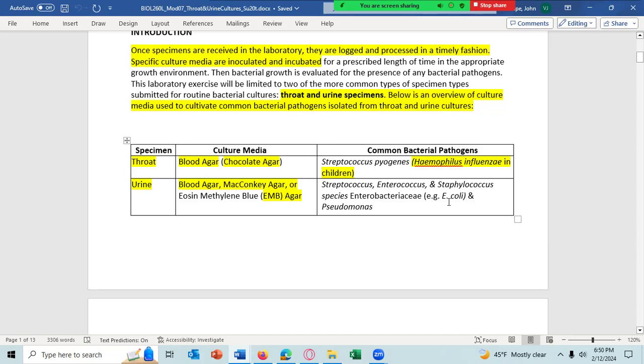The number one is actually E. coli, the number one urinary tract infective agent. And it grows on MacConkey's agar and EMB, and these only grow the gram negatives. And that's why we grow it on two media. We need to grow it on blood agar to grow Streptococcus, Enterococcus, and Staphylococcus. Blood agar will grow Enterobacteriaceae, but to separate out the gram negatives, we also grow it on MacConkey's agar and EMB agar, and that will grow the gram negatives, but not the gram positives.